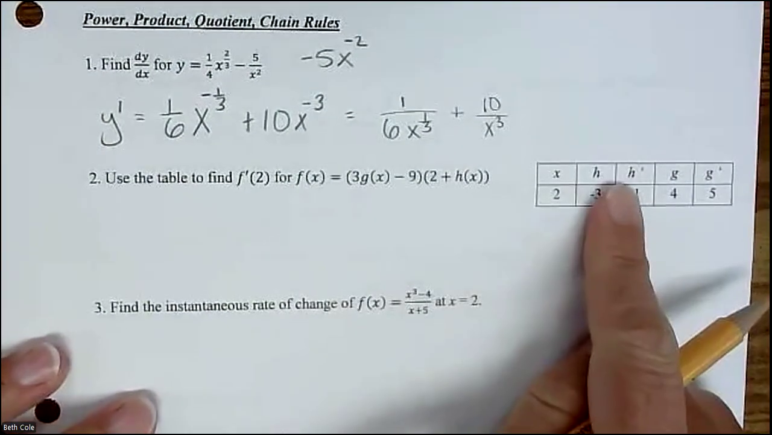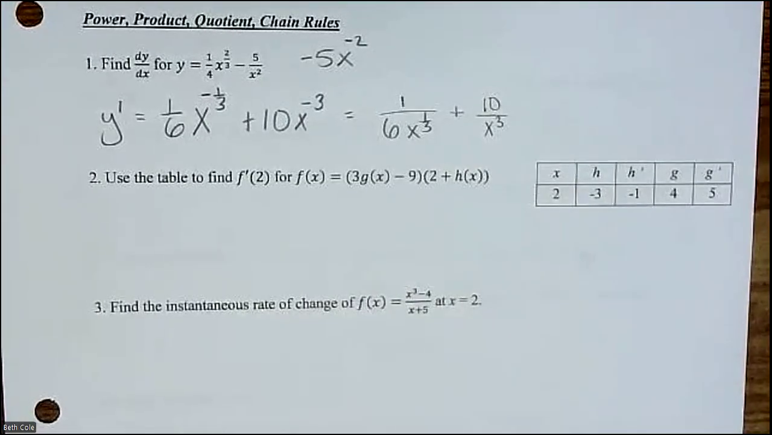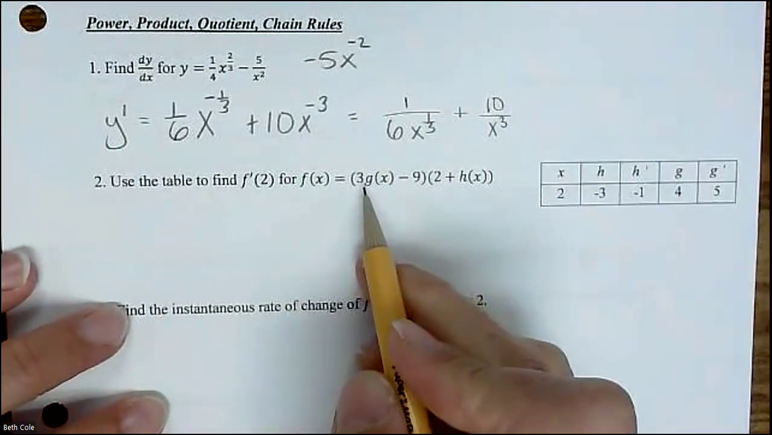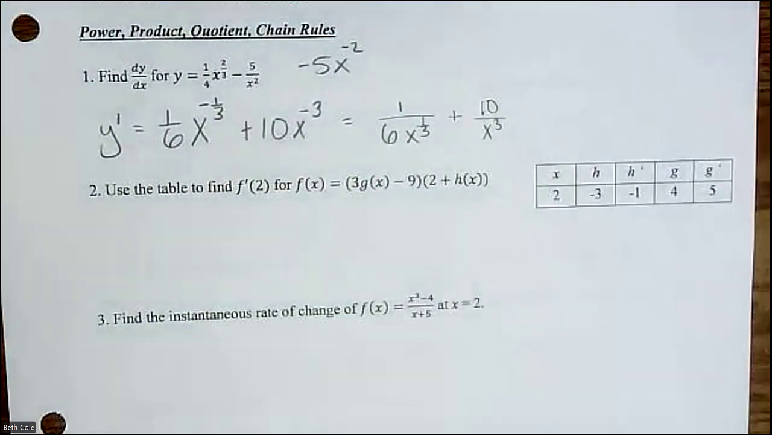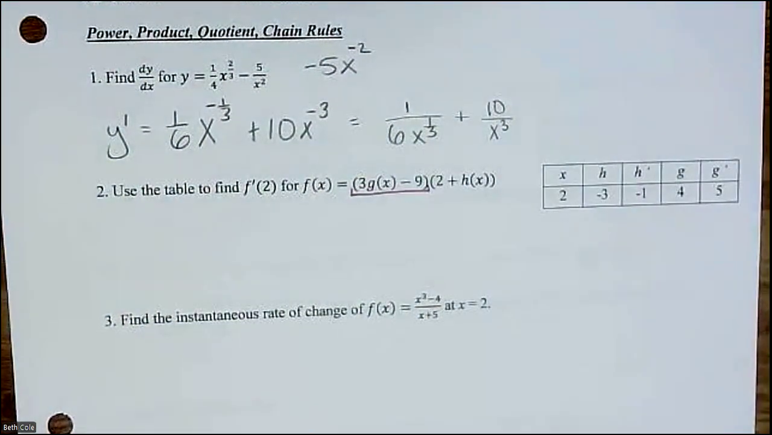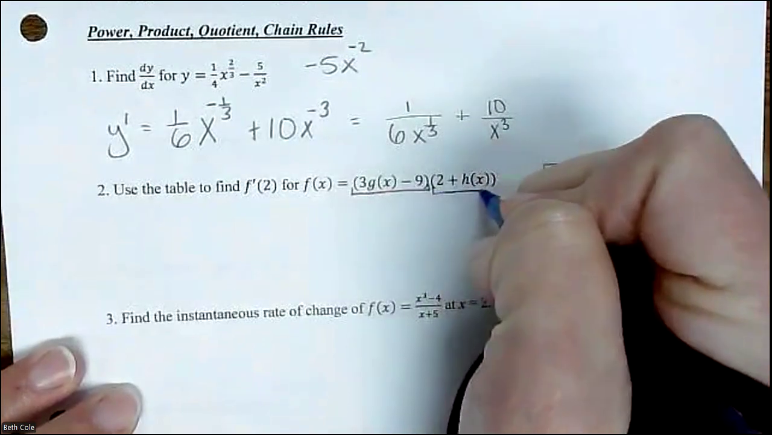Cool. Use the table. I love table problems. Every time you see a table problem, you want to be like, yes, no math. All your numbers are right there. You don't have to do any of the tedious algebra or simplifying things. All right. So looking at this, what rule are we using? Product rule. Okay. So this parenthesis is the first thing, and then this parenthesis is the second thing.